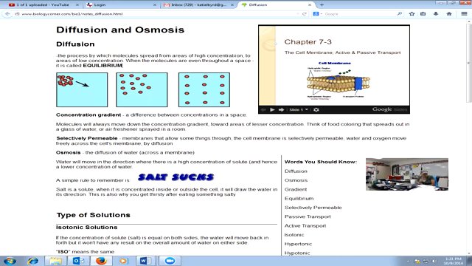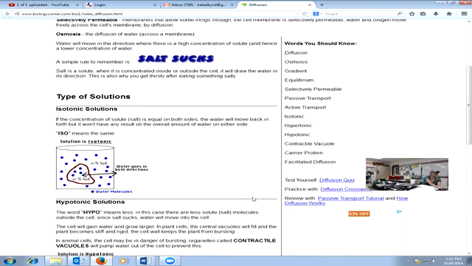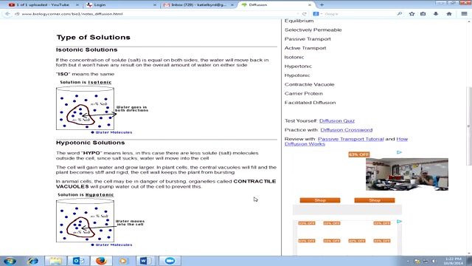Isotonic solutions. It says if the concentration of solute is equal on both sides, then the water will move back and forth. Scroll down a little bit. Water will move back and forth, but it won't have any result on the overall amount of water on either side. So what that means is isotonic. Iso means same.